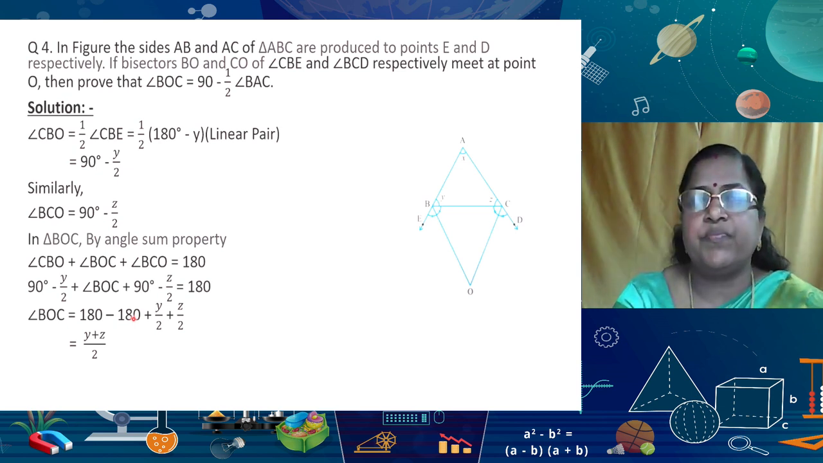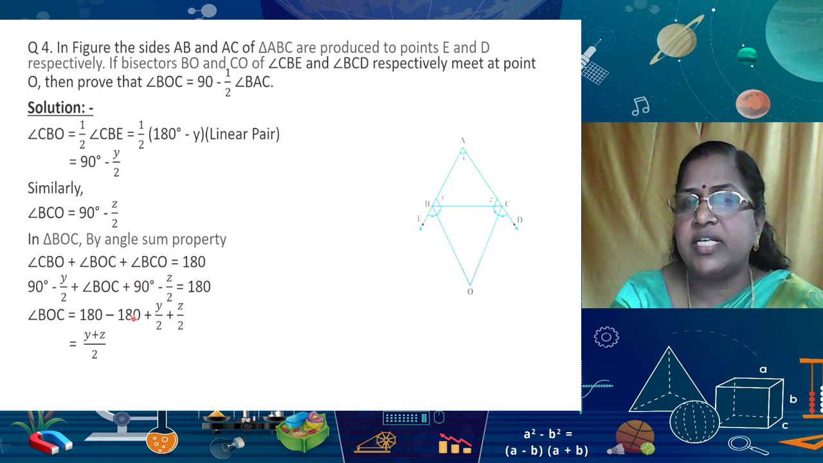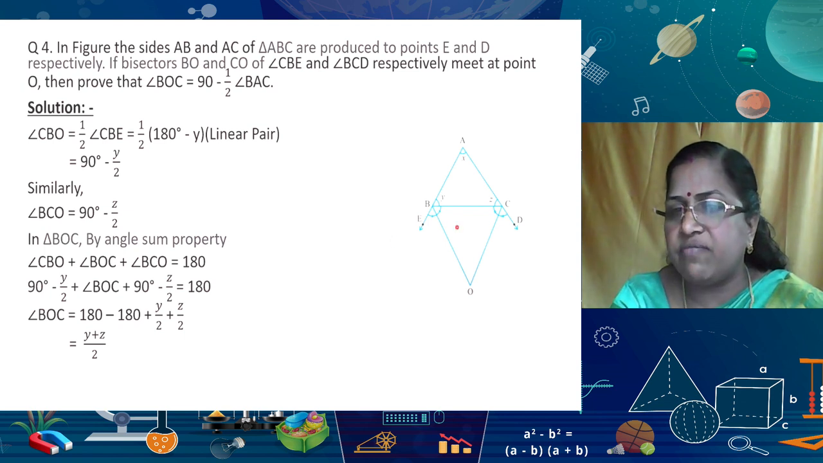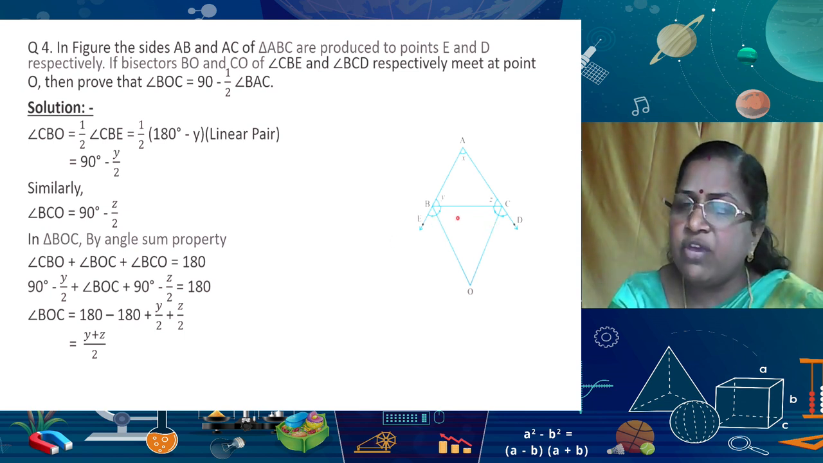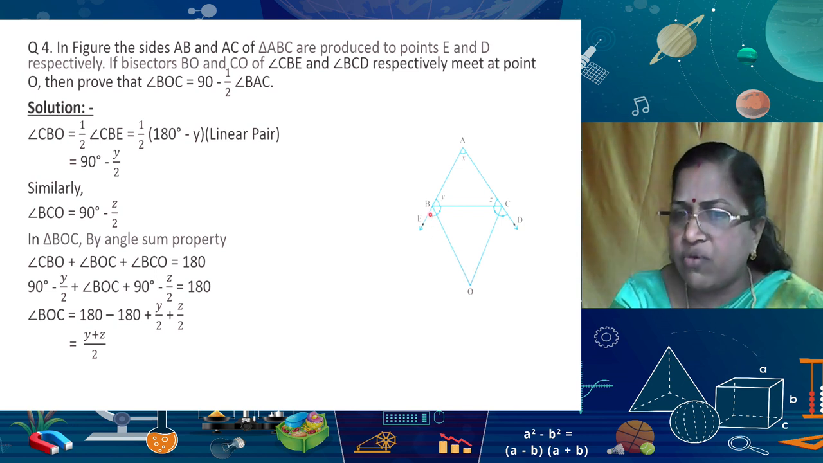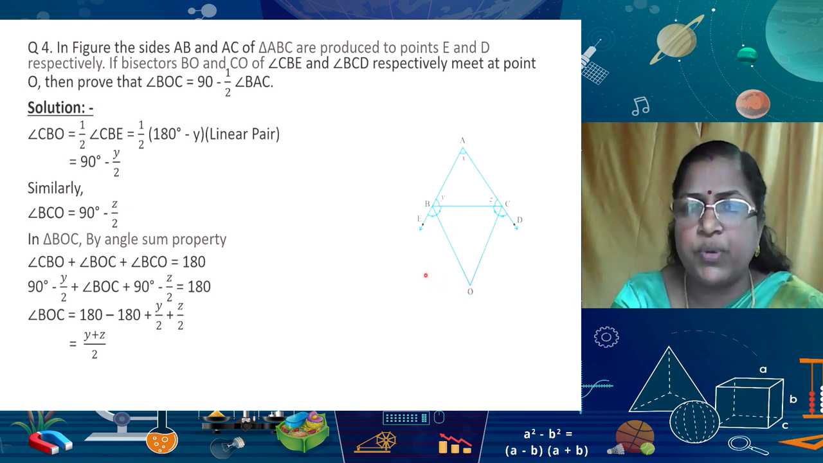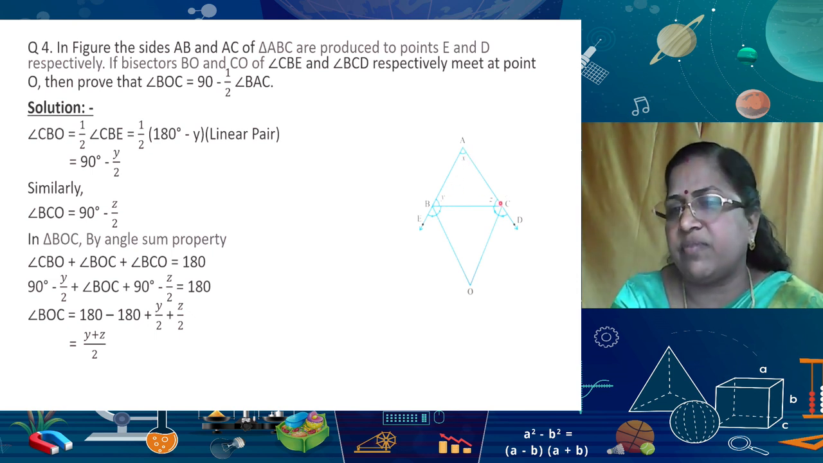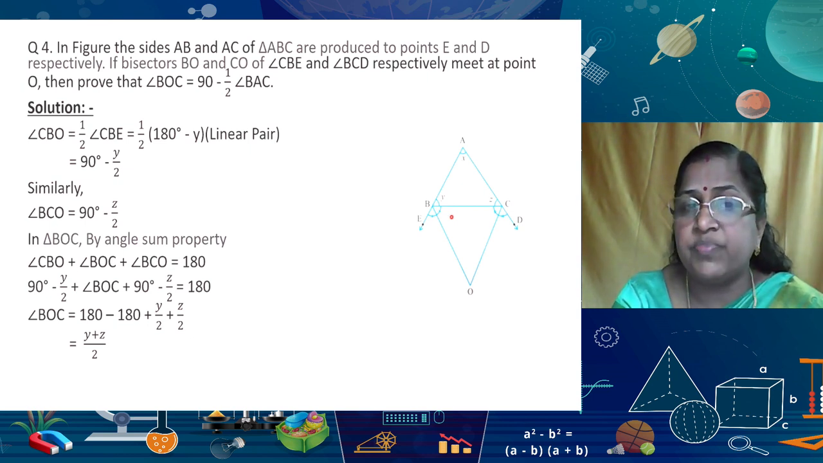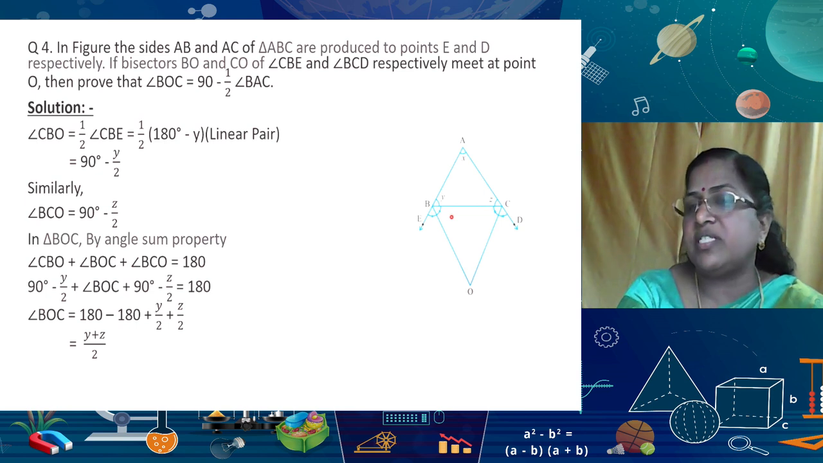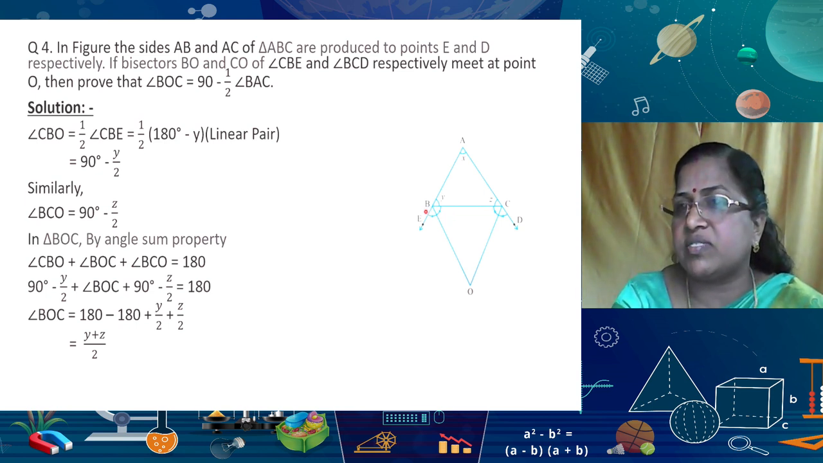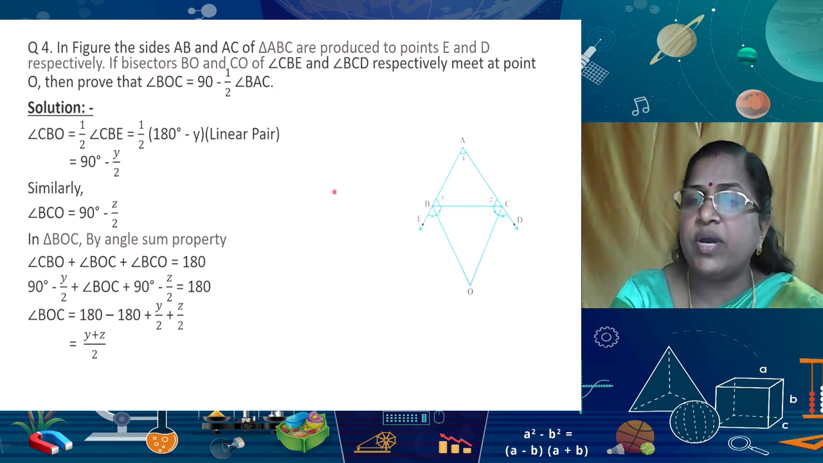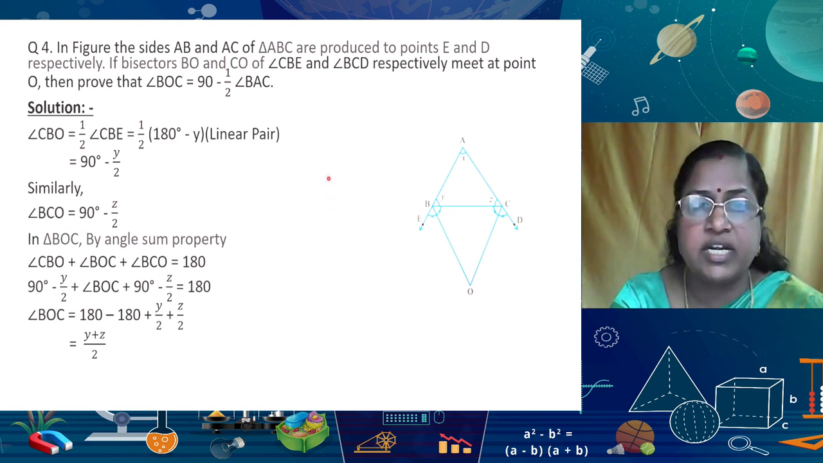Now in the next question, we are given this figure where the sides AB and AC of triangle ABC are produced to points E and D, and we get two exterior angles here. If the bisectors of these angles, BO and CO, intersect at O, we have to prove angle BOC is equal to 90 minus half of angle BAC. By using this relation, we can solve many questions. In the first term exam, you have MCQ questions. Here we are proving this property, but you have to apply it in the MCQ questions for finding different angles.